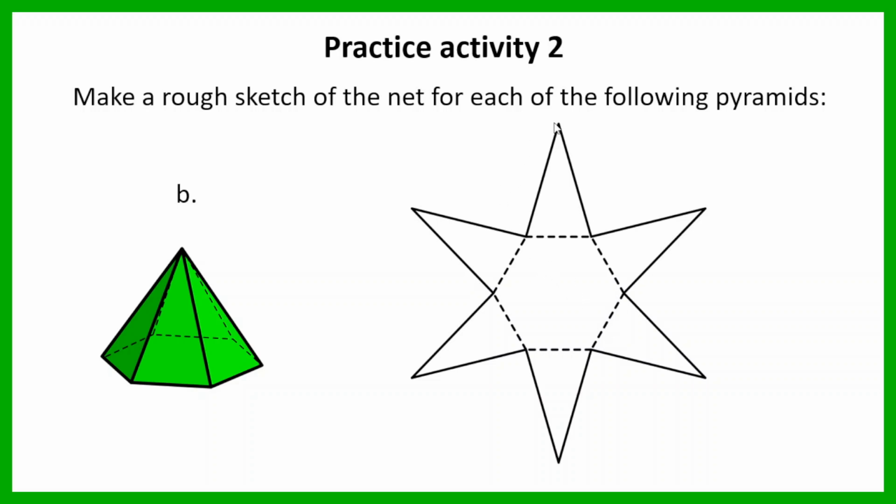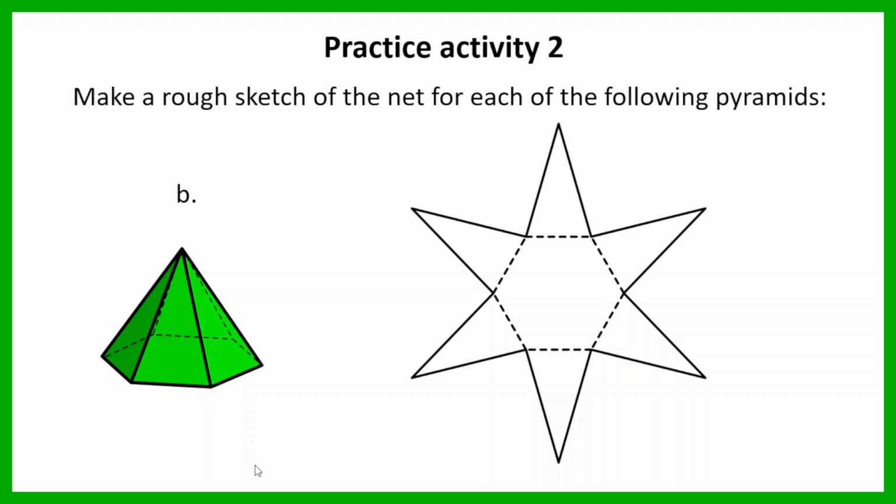You could have your triangles placed slightly differently depending on how you chose to do it, but you need to make sure that you have got 6 triangles and 1 hexagon, and that the triangles are the same shape as each other. And you need to make sure that if you were to use your net to try and build the pyramid again, none of the faces would end up overlapping each other. Okay, so that is making sketches of the nets of pyramids.